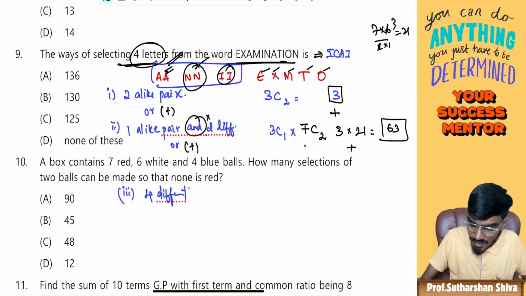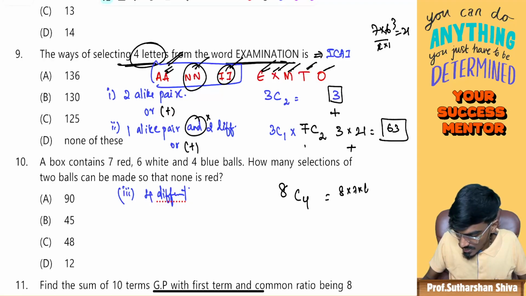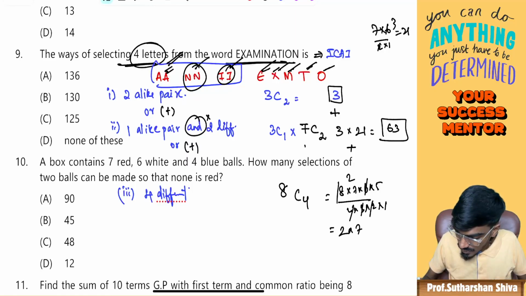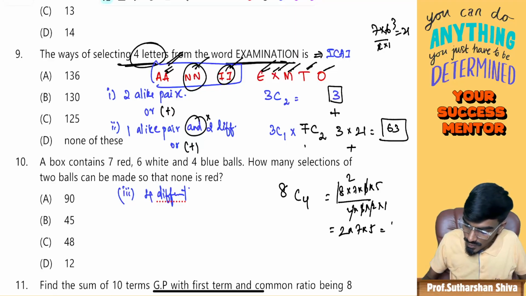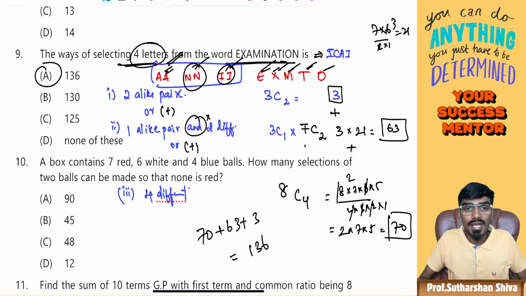A, 1, N, 3, I is 3, 4, 5, 6, 7, 8. So there are 8. On that I need to select 4. So it is 8 into 7 into 6 into 5 divided by 4 into 3 into 2 into 1, which is 3 twos are 6, 4 twos are 8, which is 2 into 7 into 5, which is equivalent to 70. So 70 plus 63 plus 3, which is equivalent to 136. Option A is your answer.